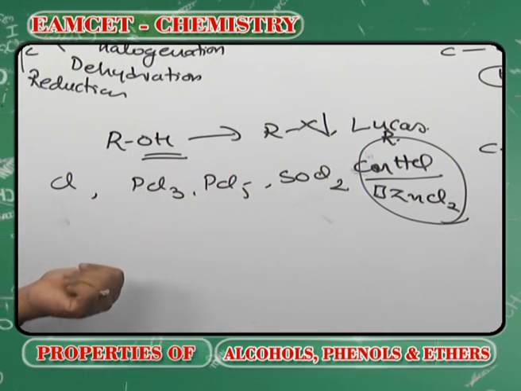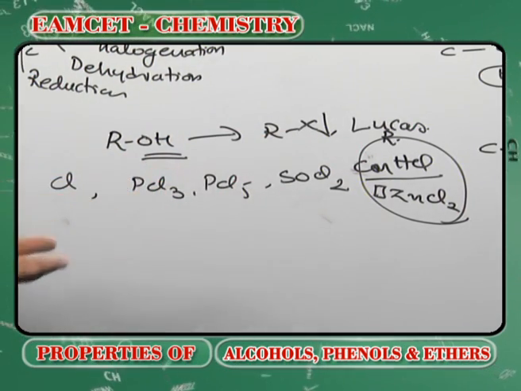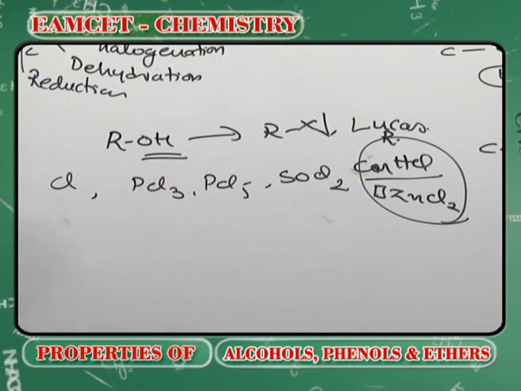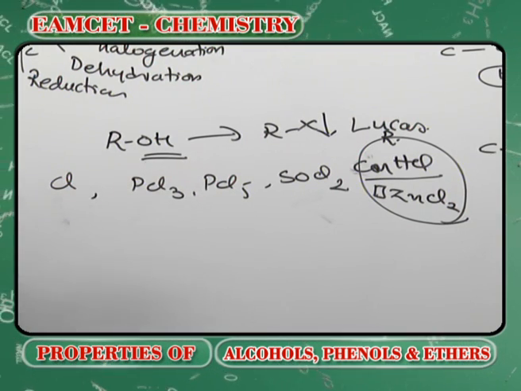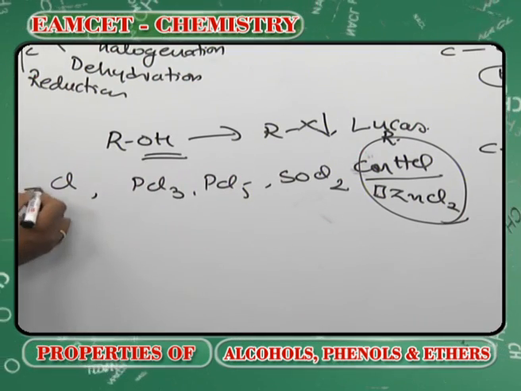If it is tertiary alcohol, within no time you will get the turbidity. So, given a set of alcohols, you may be asked which of the following alcohols gives the fastest result. If it is tertiary, you mark the tertiary. These are all chlorinating reagents.